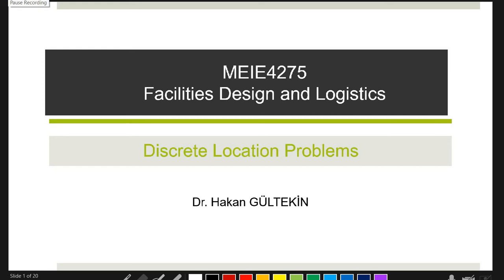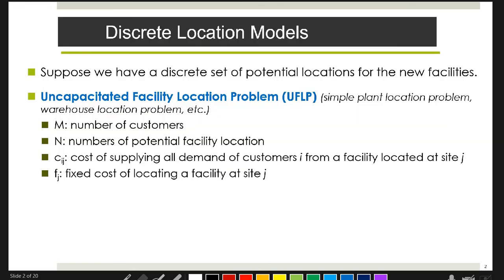Again, we were discussing the discrete location problems, and today we will continue our discussion on these discrete location models. If you remember, in our previous lecture, we formulated the uncapacitated facility location problem, and in this problem, we assume that there are m customers and n potential facility locations. So this n represents the potential facility locations.